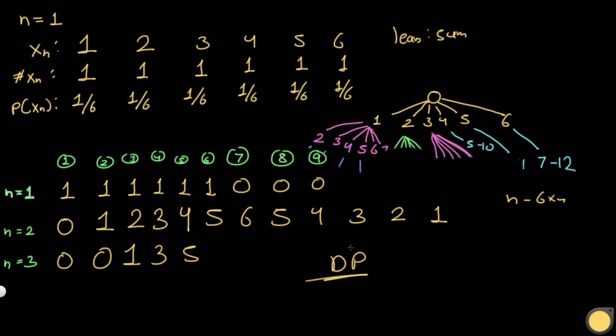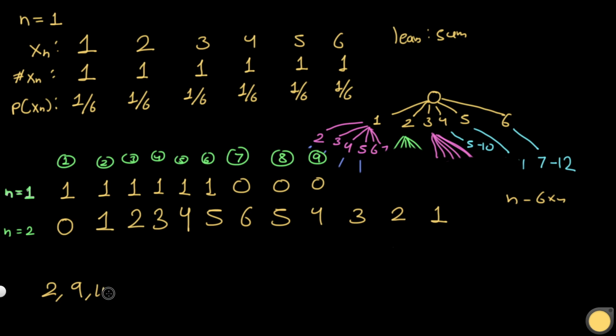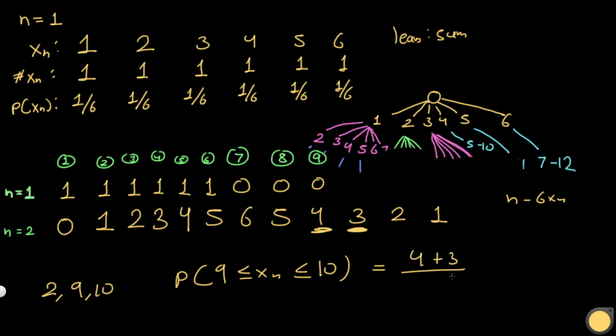And now let's see how we're going to index this. So real quickly, let's take the same values as the example where n is equal to 2 and A is 9 and B is 10. So essentially, we want to find the probability such that xn is greater than or equal to 9 and less than or equal to 10. So this includes the number 9 itself and the number 10 itself. So this is nothing else but 4 plus 3 divided by, what is it going to be?